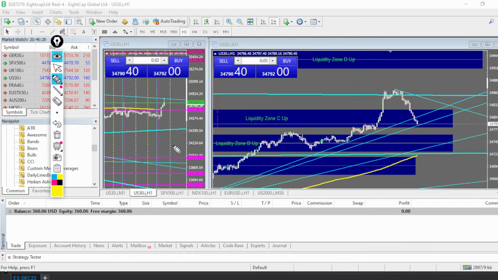I don't want to enter and put my stop all the way above here, right? I don't want to have too much of a big stop. So I need a bigger pullback.